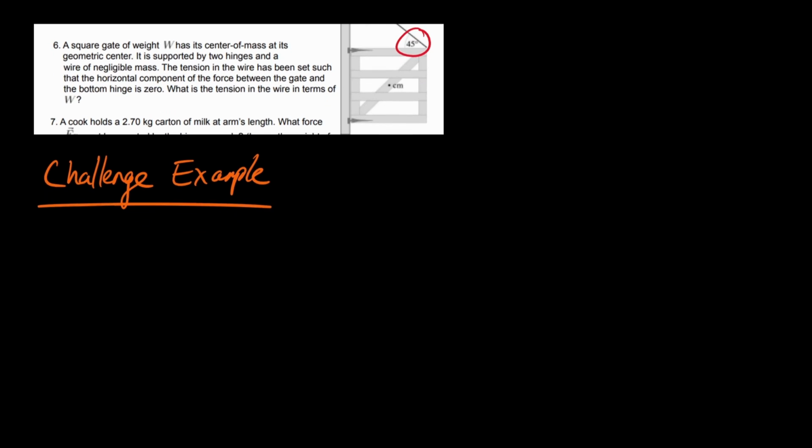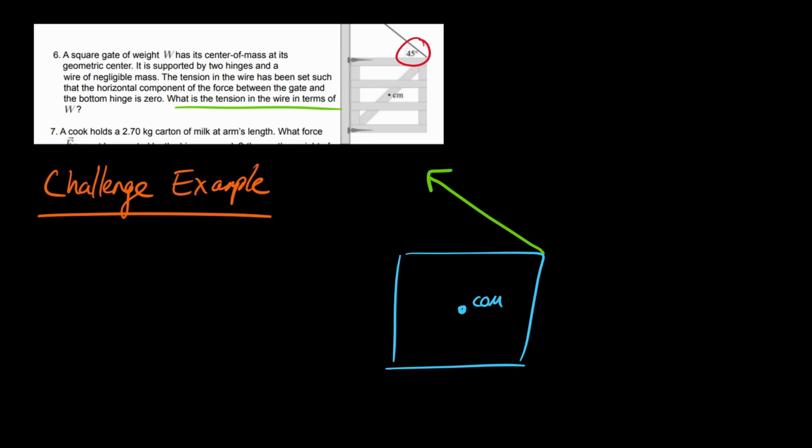Step 0 is sort of going to be to translate this into a nice looking system that is sort of the same step as step 1, which is drawing the free body diagram. So let's see. We have a gate here. The center of mass of the gate is right here. It's being pulled on by this rope. Let's see. We don't know the tension of the wire, but we know that this angle is 45 degrees.